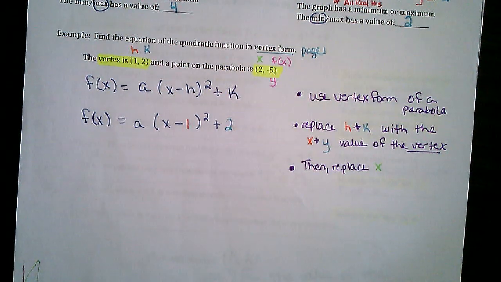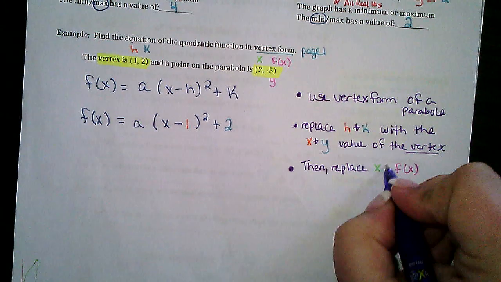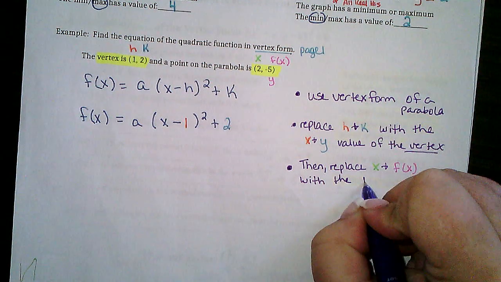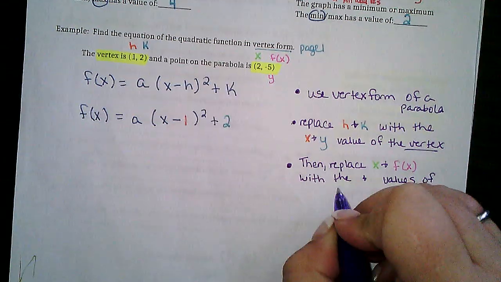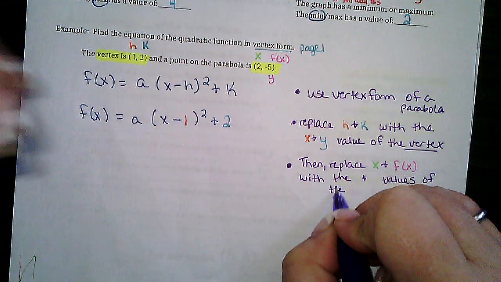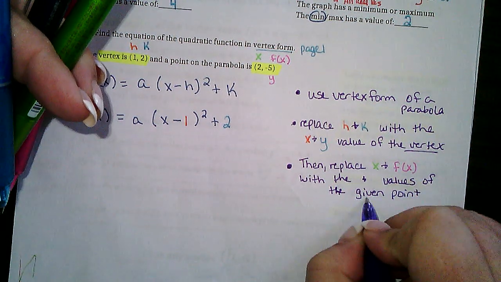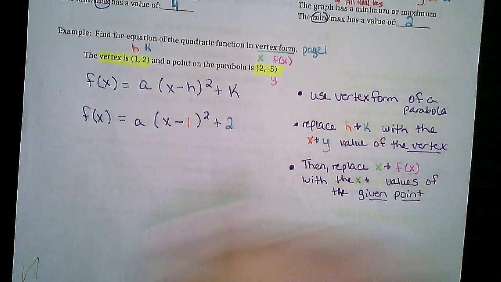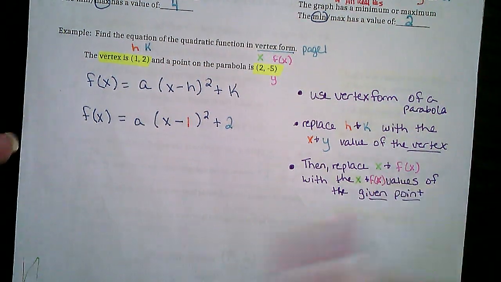So now we're going to replace the x and the f of x, or y, with the x and y values of the given point. Okay, so what they gave us as a point is what I'm going to use to replace the x and the f of x. This is getting so colorful, I love it.